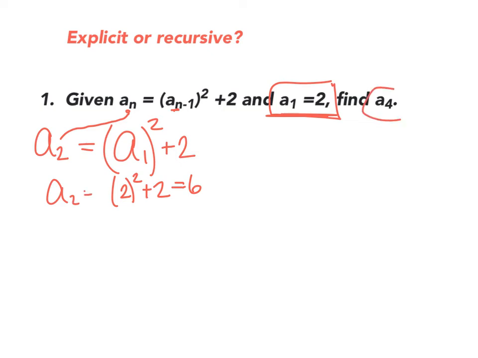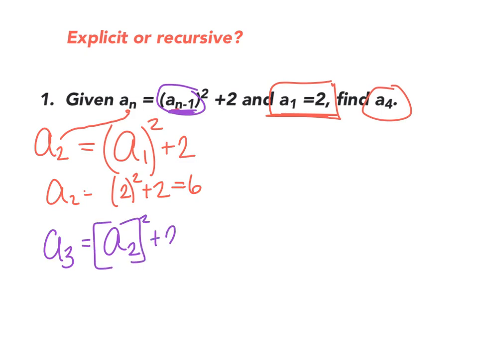Now again, I'm trying to get a sub 4, so I just keep going in order. So next would be a sub 3. Plug in the 3. So that becomes a sub what? 3 minus 1 is 2. Take that and square it and add 2. A sub 2 we just found here is 6. 6 squared is 36 plus 2. I should get 38.